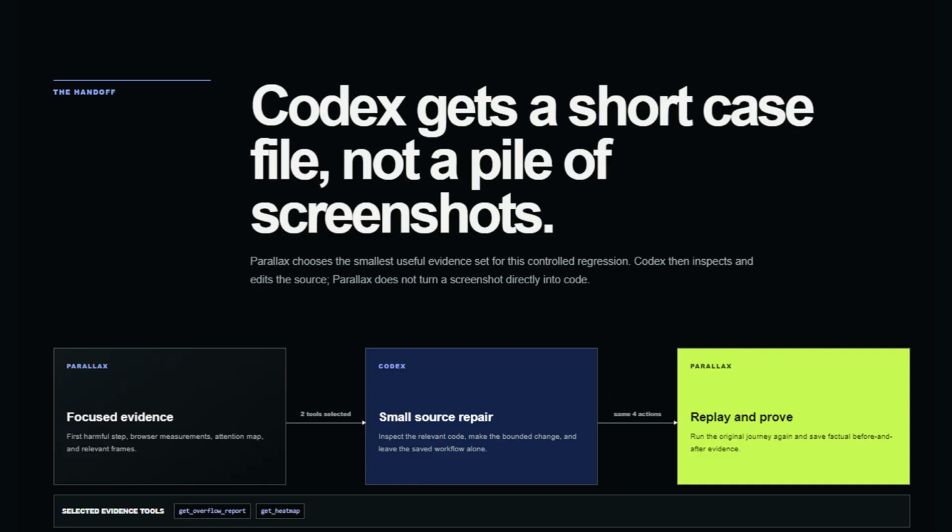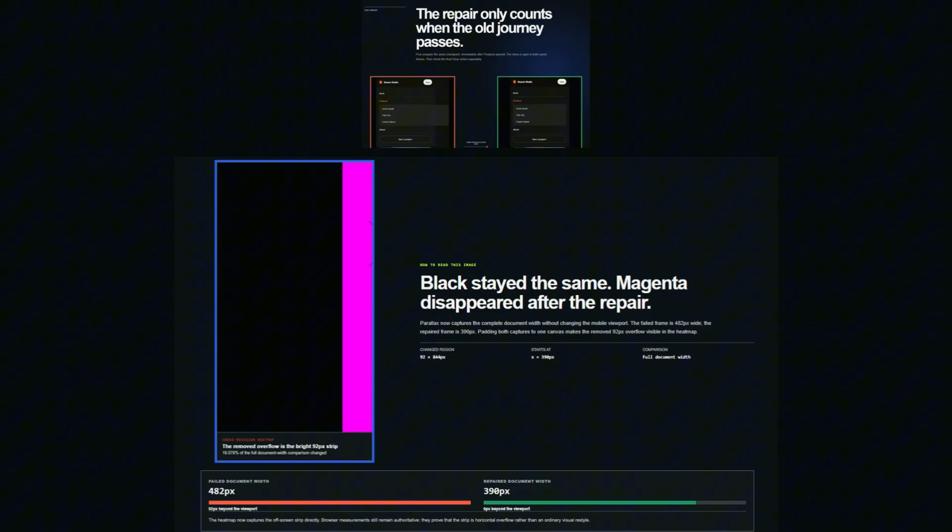Codex does not receive every screenshot, every DOM node, and every log. Parallax chooses the smallest useful evidence package. For this regression, it selected the overflow report, the relevant heat map, the first harmful step, and the important before and after frames. Replay and factual proof.